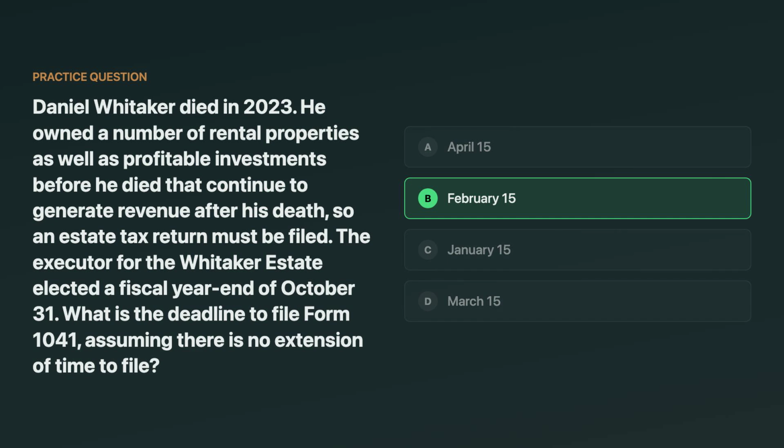The correct answer is February 15th. Form 1041 is due the 15th day of the 4th month after the end of the estate's tax year. With an October 31st year end, month 1 is November, then December, then January, then February. So the due date lands on February 15th. April 15th is the tempting pick if you assume calendar year rules.